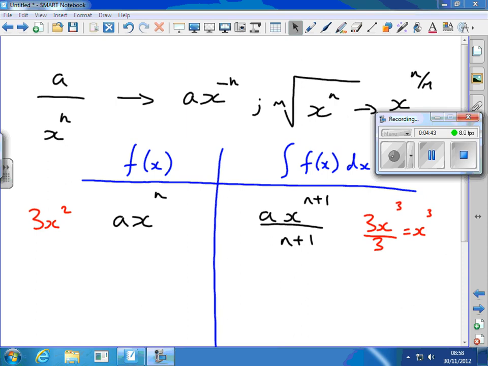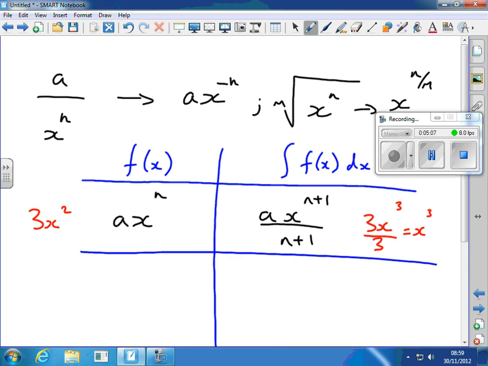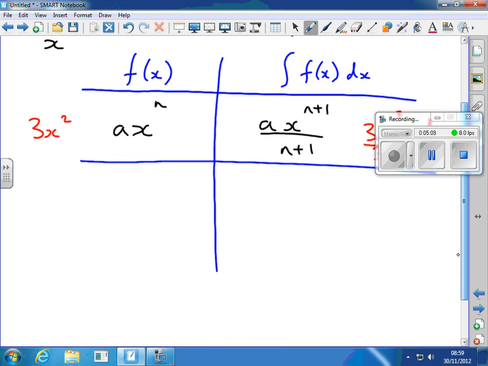As a check that you've done it correctly, if I differentiate this, the x cubed, if you remember what you do when you differentiate, you bring the power down, so that will be 3, and take 1 off the power, which takes us back to here again. So in other words, it undoes what we did before. So that's the most common one.